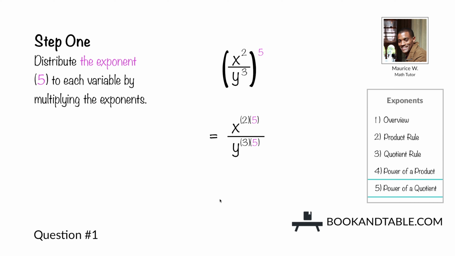Question number 1, step 1, distribute the exponent 5 to each variable by multiplying the exponents. So we have x squared in the numerator, so we multiply the exponents 2 and 5. And in the denominator, we have y cubed, so we multiply this exponent 3 times the exponent 5 as well. This would give us x to the 10th over y to the 15th.